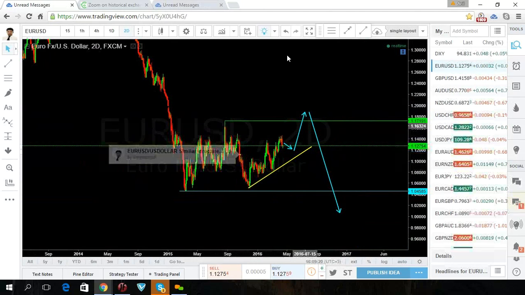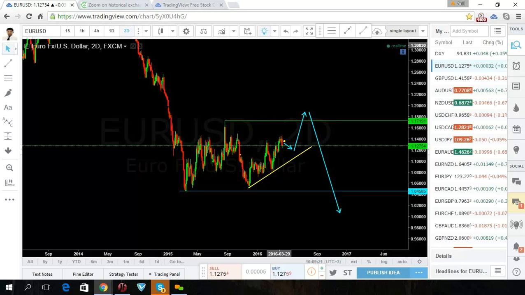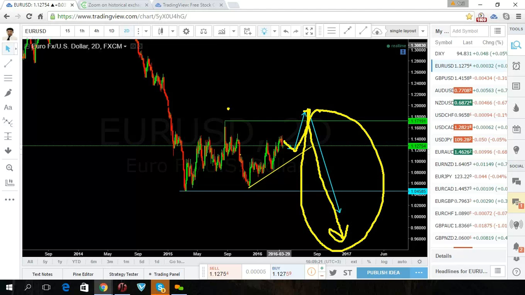So what are you looking for? We're looking for this to do this. Go back here, break this top, and then go down. So what do you do if the dollar index starts to go down? You trade this to the downside.